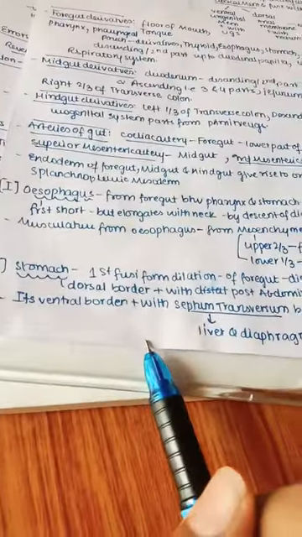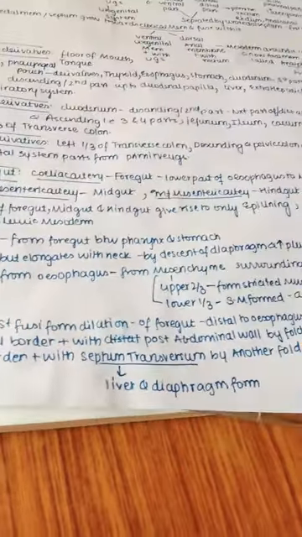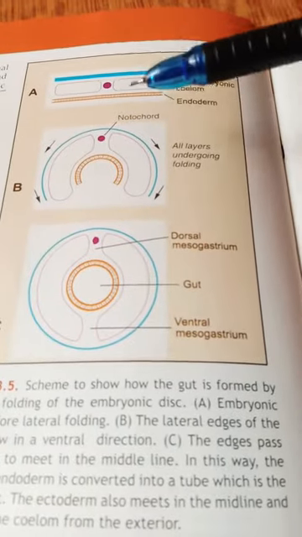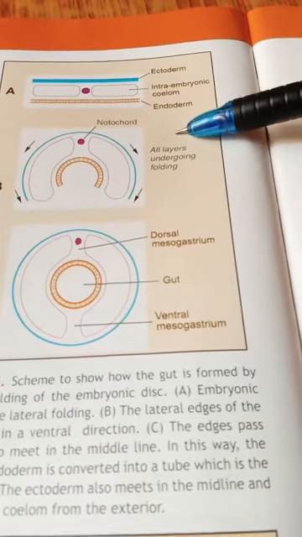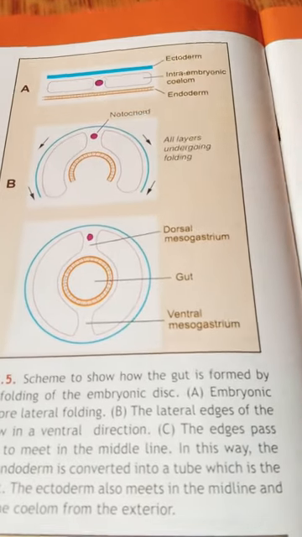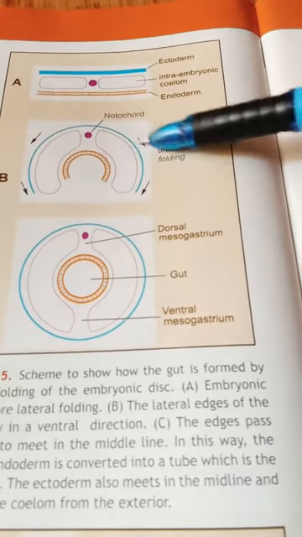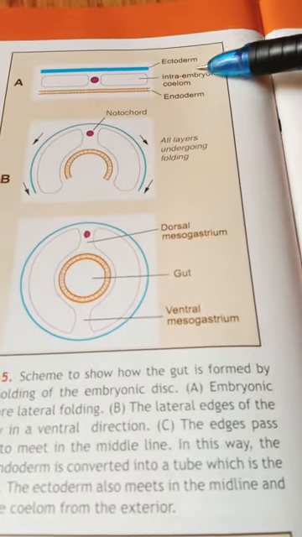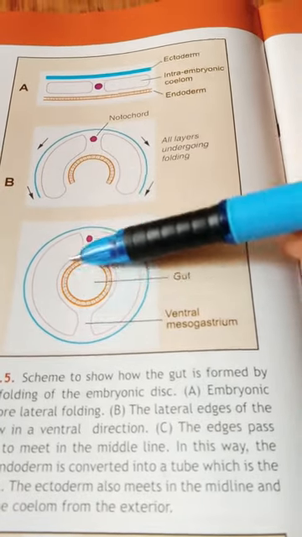And now let us see about stomach. So stomach, we can understand it by diagram very easily. Before that, we need to discuss this. We know a trilaminar disc: ectoderm, intraembryonic coelom, endoderm, and here is a notochord. This is actually the lateral folding which is going on. All layers are undergoing folding. You can understand the intraembryonic coelom is folding like this. This is the endoderm, and this endoderm is forming a GIT inside.